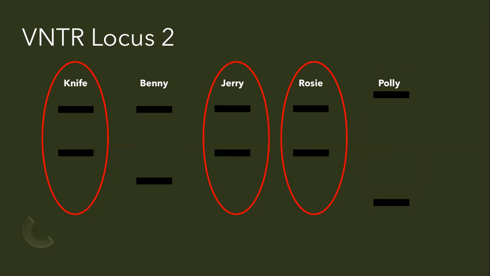We will now do the same thing we just did with the first for the second one. Starting with Benny, we know that the knife did not contain his fingerprints since only the top band lines up with that of the knife. Continuing on, we see that both of Jerry's bands match up again.